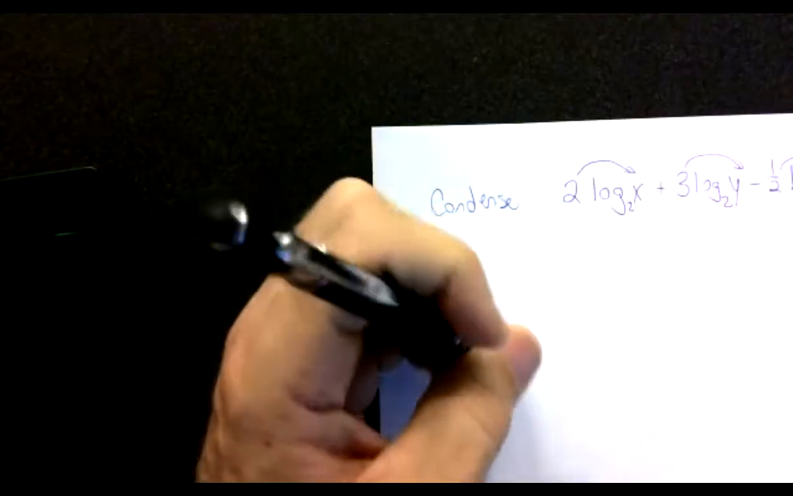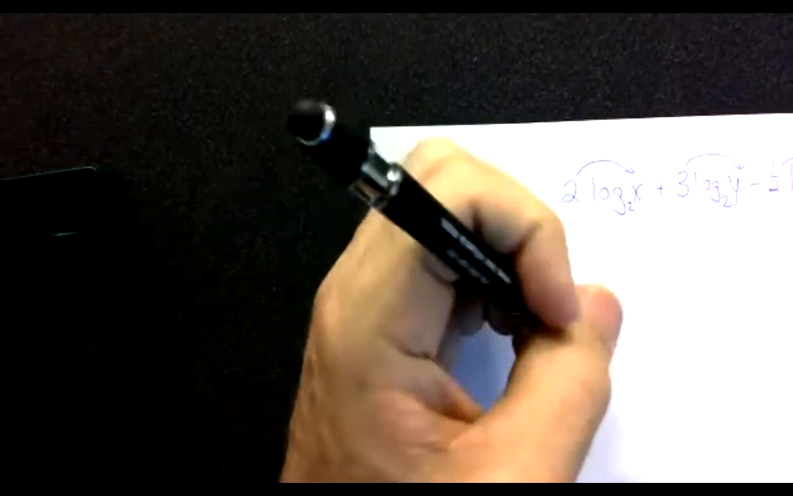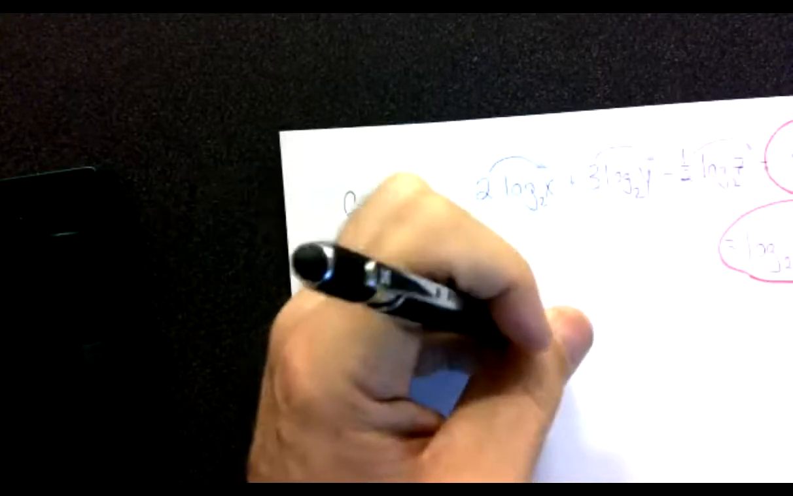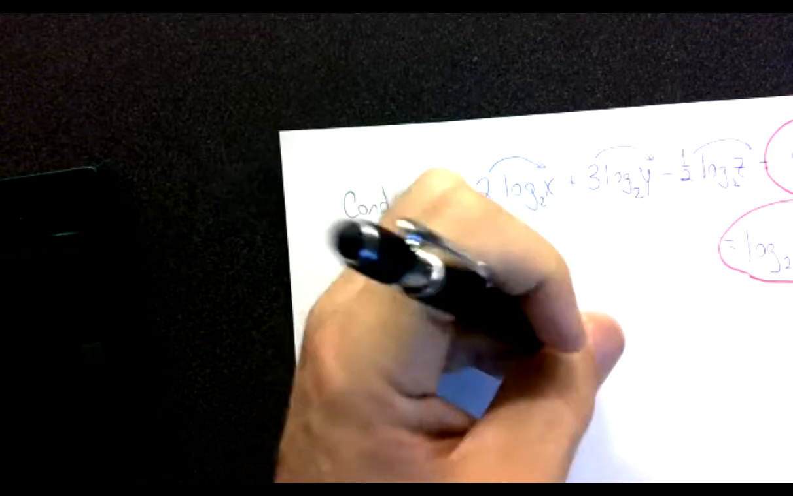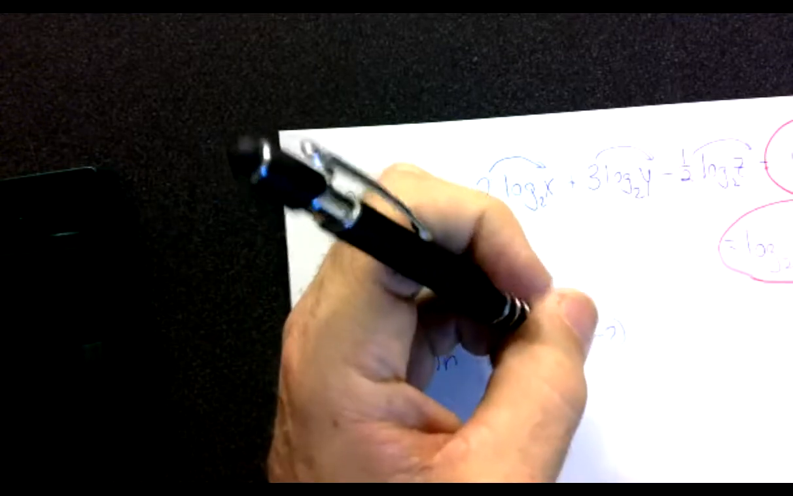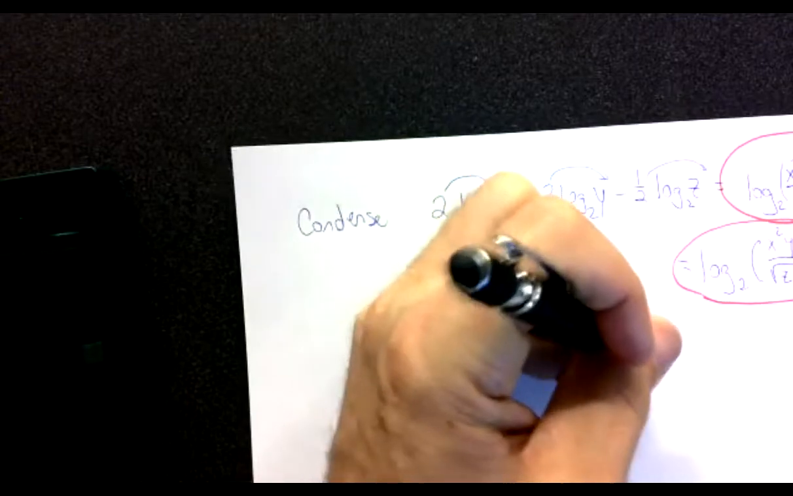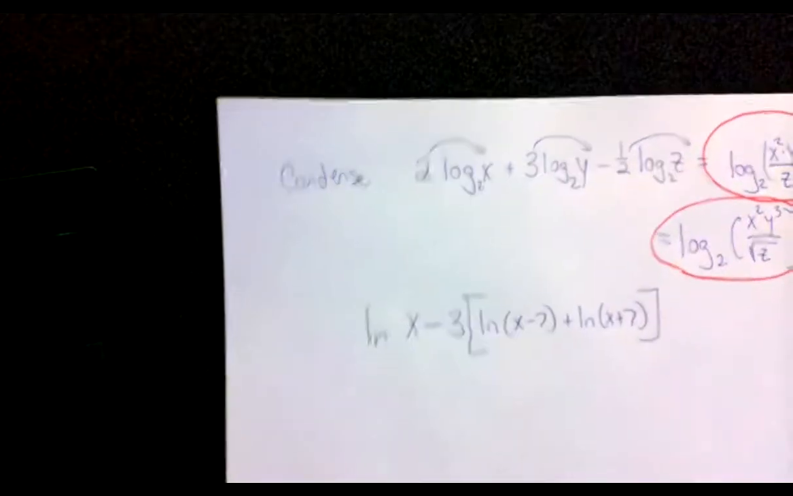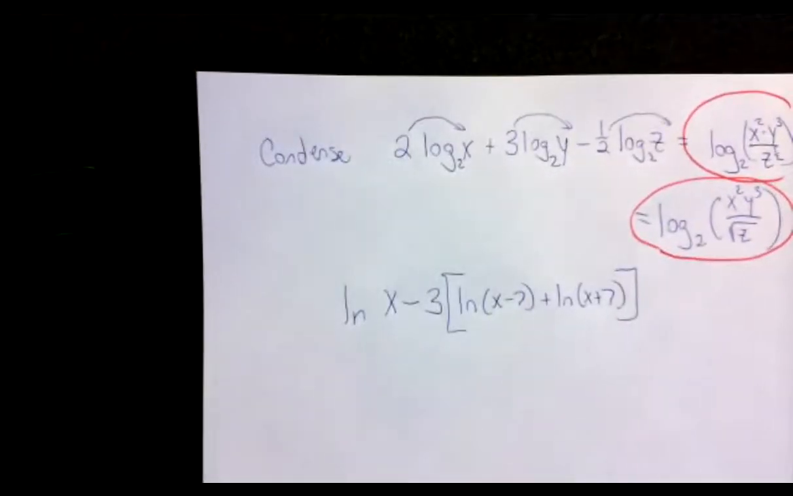If they gave us something like natural log of x minus 3, and then some brackets, natural log of x minus 7 plus natural log of x plus 7. This is about as ugly as it gets. This is kind of a hairy problem. This is one of those things where they've kind of thrown everything at you. They've got some algebra concepts in here, and some math concepts. Anyway, this is a hairy problem. We've got a lot going on.